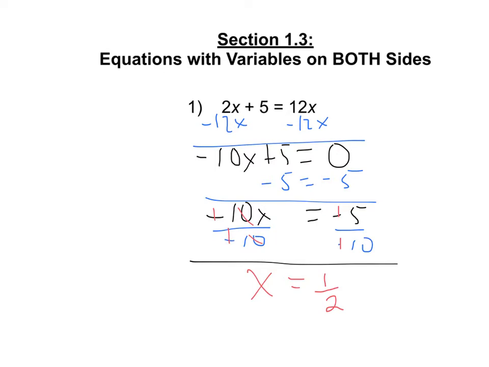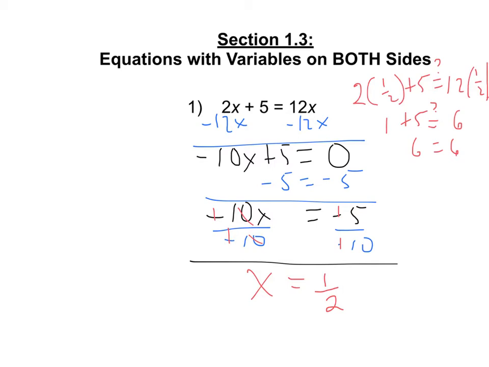So let's double check it. Go back to the beginning. We have 2 times that half. We have the 5, and that's supposed to equal 12 times the half. 2 times the half is 1. We still have the plus 5, and on the other side we have 12 halves, which equals 6, and yay, it worked. It was true. But wow, that was a lot of work.